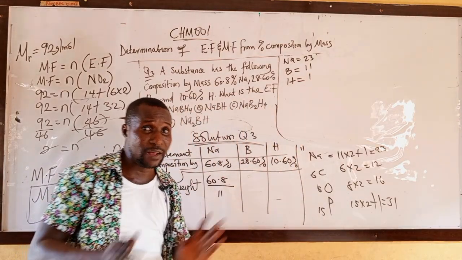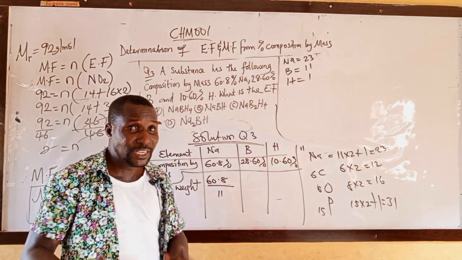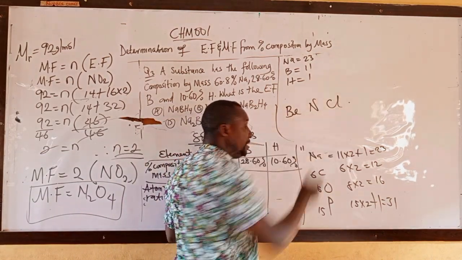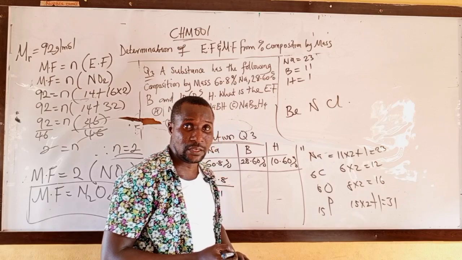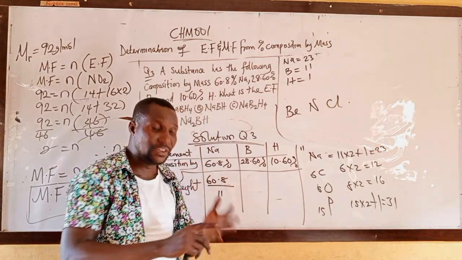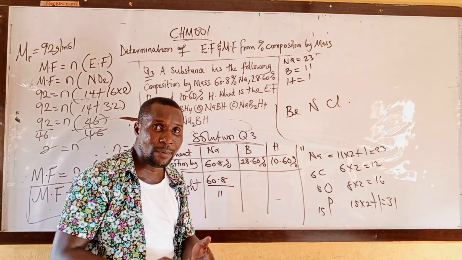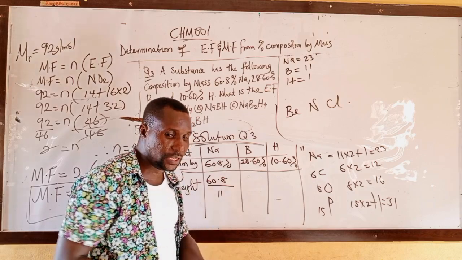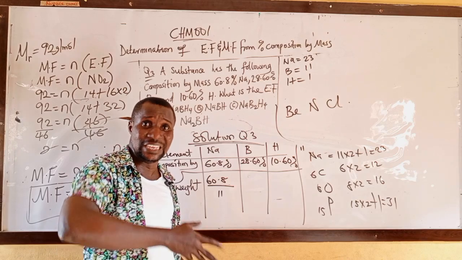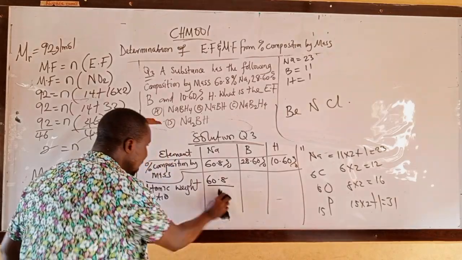For the first 20 elements, with the exception of what? Beryllium, nitrogen, and what? Chlorine. These ones are exceptional cases. You understand? For others from 1 to 20, if the atomic number is even, multiply by 2. If the atomic number is odd, multiply by 2, then add 1. Please take note, because there are some questions where you won't be given the mass number. You are expected to know it.